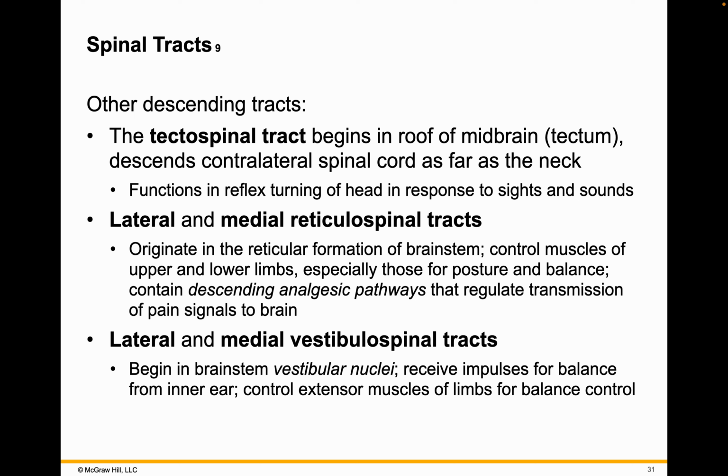We have the lateral and medial vestibulospinal tracts, which begin in the brainstem, the vestibular nuclei. They receive impulses for balance from the inner ear and control extensor muscles of the limbs for balance.